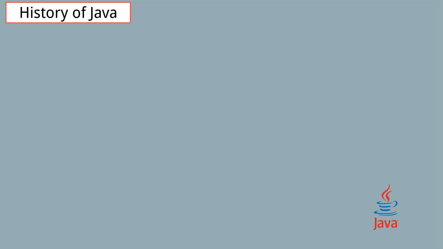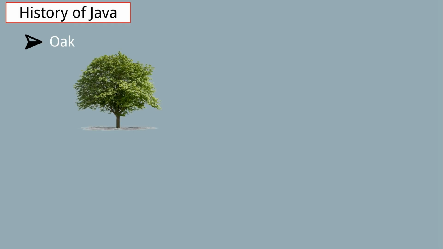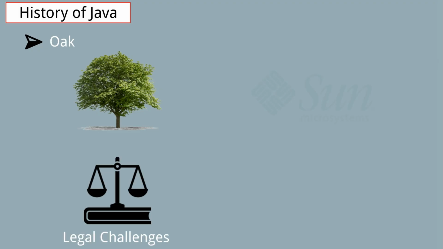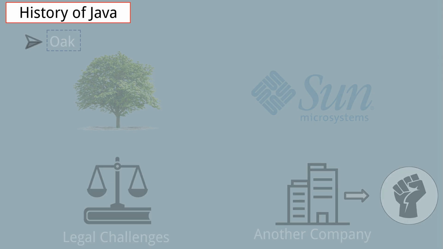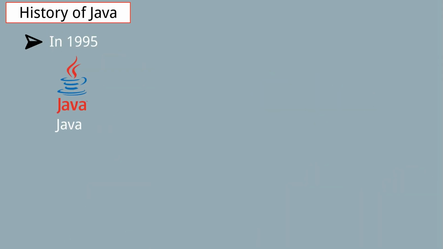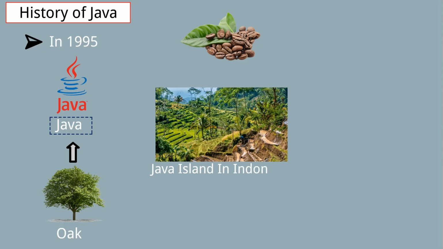So, Java was originally developed by James Gosling, Mike Sheridan, and Patrick Naughton at Sun Microsystems in the early 1990s. The project was initially referred to as Oak, after an oak tree that stood outside James Gosling's office. However, the name Oak faced some legal challenges when Sun Microsystems realized that another company already had the rights to that name. As a result, they had to look for an alternative name. Eventually, in 1995, the name Java was chosen as a replacement for Oak. Now, the name Java is said to be inspired by the coffee beans from the Java island in Indonesia, reflecting the team's passion for coffee.